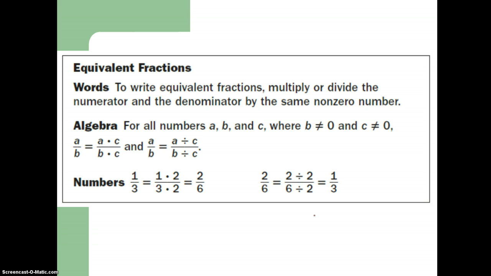In order to write an equivalent fraction, you multiply or divide the numerator and denominator by the same non-zero number. 1/3 is the same as 2/6 because 1 times 2 is 2 and 3 times 2 is 6. You can see we multiply by the same non-zero number. And we can go reverse. 2/6 can be simplified, and this is how you simplify a fraction, by dividing each numerator and denominator by 2 to get 1/3. 1/3 would be called your simplest form.